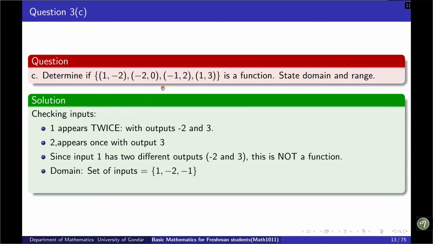Even though it is not a function, its domain could be the set of first coordinates, that is 1, -2, -1, and 1 here. And the range could be a set containing -2, 0, 2, and 3. Therefore, the relation is not a function, and its domain is this one.